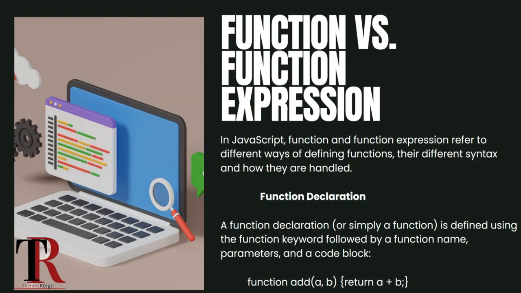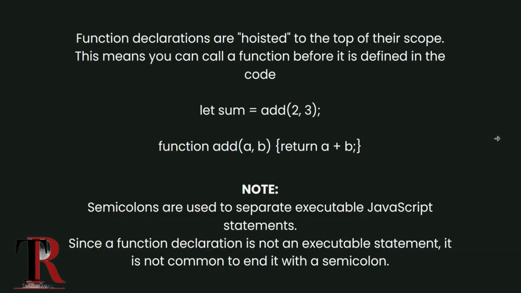Now, a function declaration or simply a function is defined using the function keyword. When you want to declare a regular function, you call the function keyword, then the name of the function, if there are parameters, which is optional, and then a code block of what is to be executed. Let's take a look at what is on the screen. You can see a simple function to add two numbers, A and B, and then it returns A plus B. This is a simple function declaration.